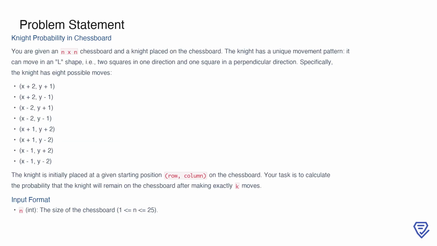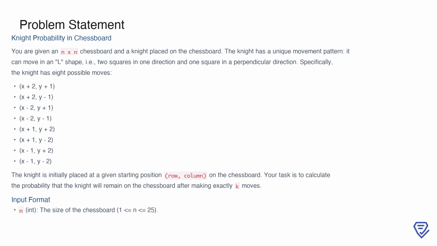In this problem, we are tasked with calculating the probability that a knight remains on an N×N chessboard after making exactly k moves. To understand this, we need to recall the unique movement of a knight in chess. A knight moves in an L shape, which means it can move two squares in one direction and one square in a perpendicular direction. This gives the knight up to 8 possible moves, such as moving 2 steps forward and 1 step to the left, or 2 steps backward and 1 step to the right.